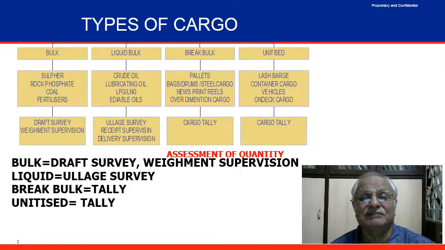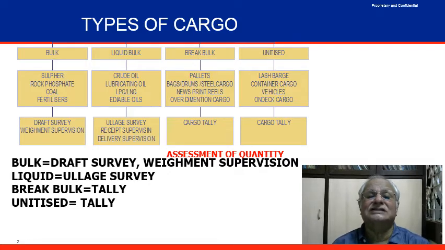Earlier, the insurance company also used to appoint cargo unloading supervisors to find out what the cargo condition was in the vessel at the time of unloading, during deliveries, and what the loss was. So unloading supervision was appointed. When the premium started coming down, the insurance company stopped appointing surveyors to carry out loading or unloading supervision of this particular break bulk cargo.